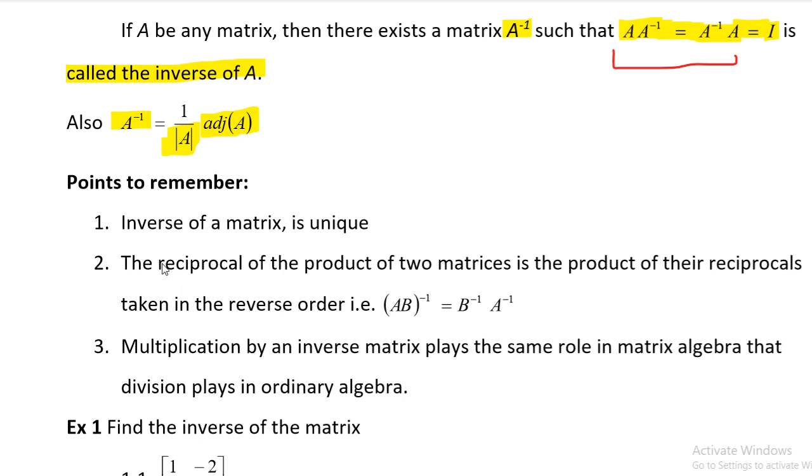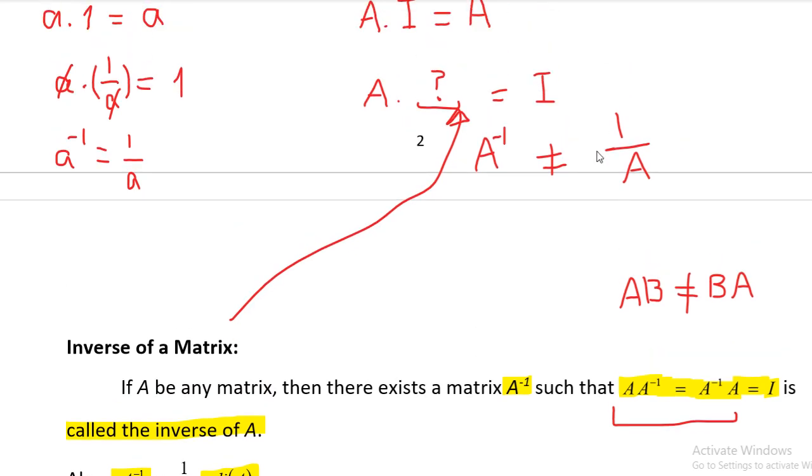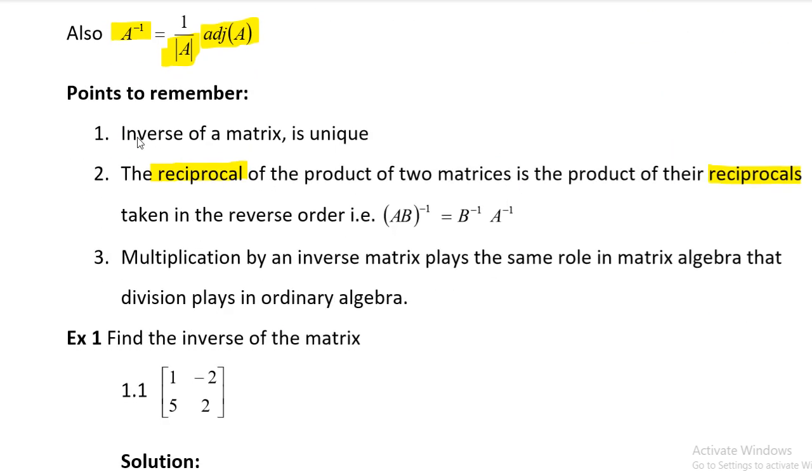Okay, so reciprocal means inverse, basically. We should not call it reciprocal. The inverse of the product of two matrices is the product of their inverses. Here I said if you want to define a reciprocal as inverse, you can do it. Okay, so you can define the reciprocal, but inverse is more appropriate here.